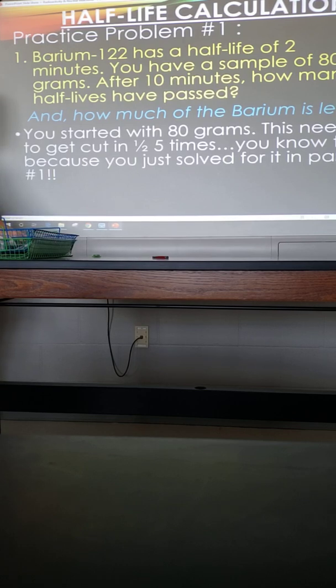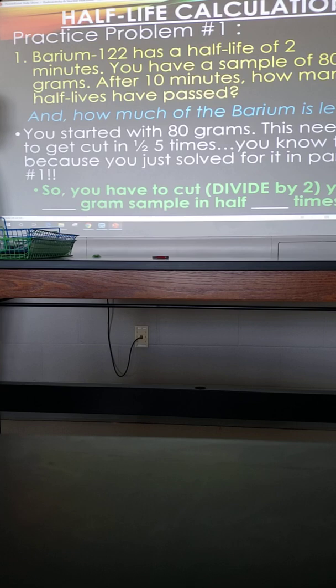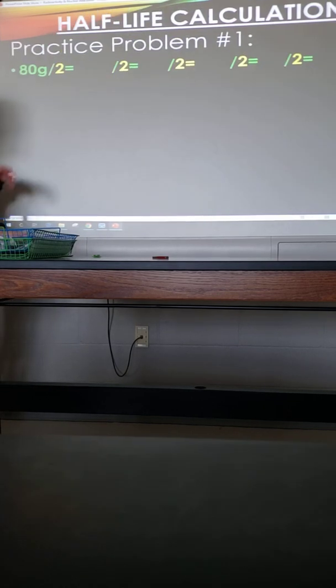Okay? So, you have to cut or divide by 2 what was your total sample that you started with? 80 grams. And how many times are you gonna have to divide it in half? How many half-lives did it go through? 5. Okay? So we're gonna have to cut 80 in half 5 times. So I have it kind of broken down. So we have 80 grams divided by 2, because dividing by 2 is cutting it in half. You guys all agree with that?